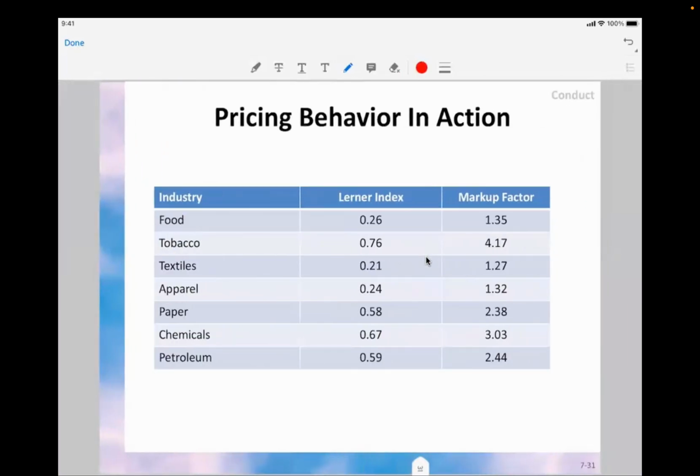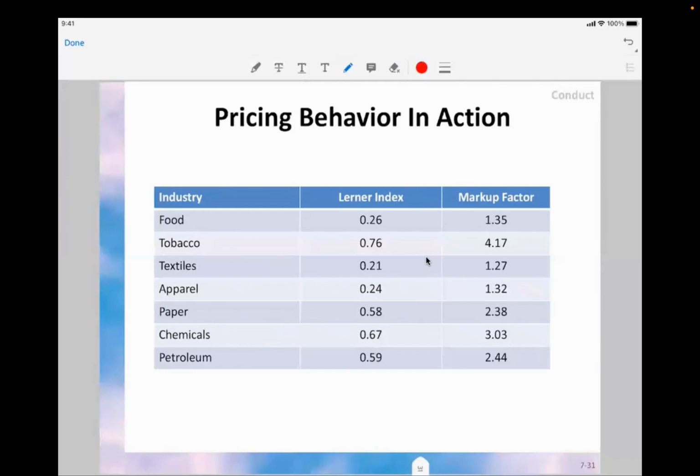So let's take a look at the Lerner index for different industries that we had in the previous slides on the previous video. The food industry: the Lerner index is 0.26, and the markup factor is 1.35. So what does it mean? It means that a $1 cost in the food industry basically leads to a 1.35 price, so 35 cents more than the $1 cost.